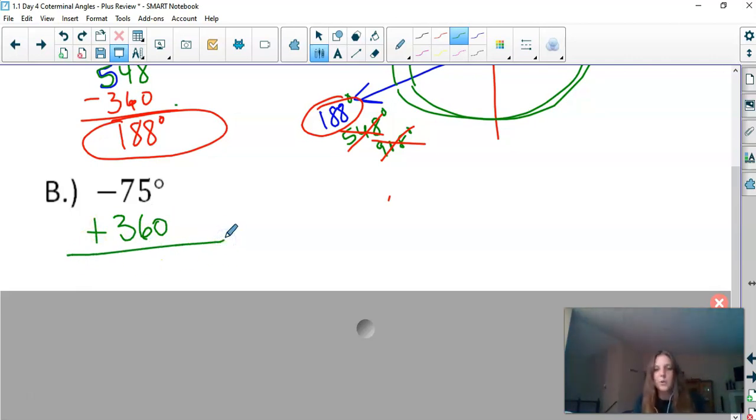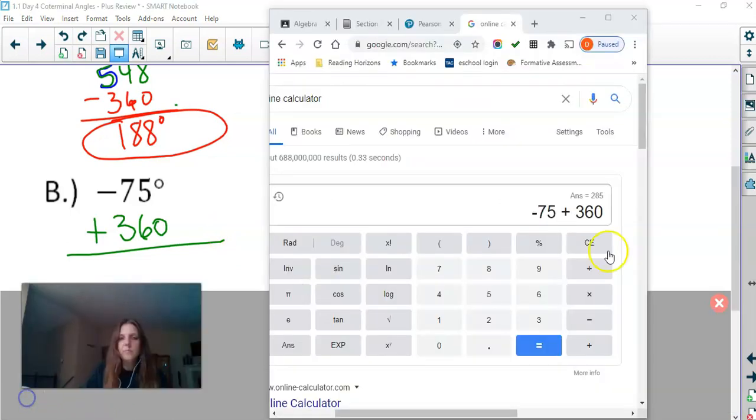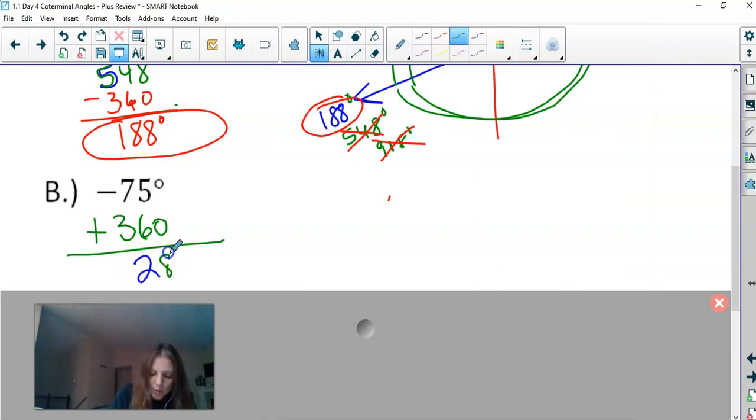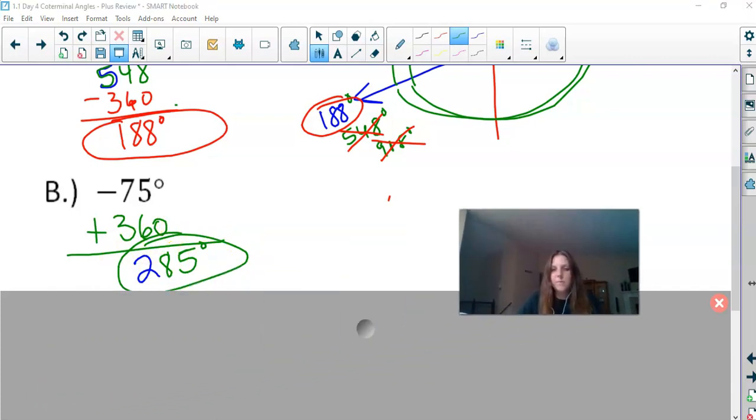You'll notice I'm always doing 360, either adding it or subtracting it. Okay, so go ahead and go to your calculator and type. So you'll see I typed it in here, and when I type in negative 75 plus 360, I get 285. And that's where I can stop because that's the smallest positive measure that I get. So 285 degrees. Okay, let's go ahead and try another one.